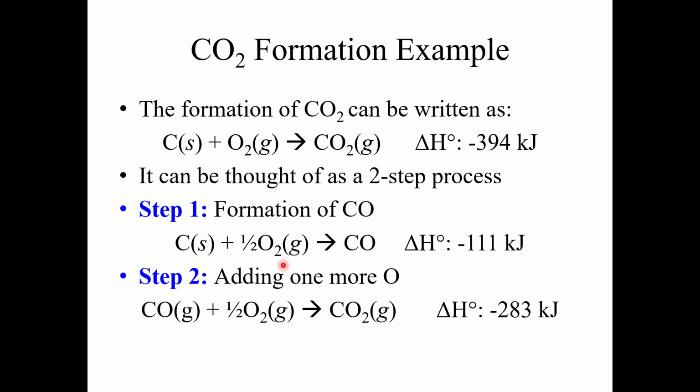Now you should notice that if we add these two reactions together, we would get this reaction. We've got a C on the left side, we've got a total of 1 O2 on the left side, the CO's cancel out, and then we've got 1 CO2 on the right side. Then you can also notice that if we sum these two delta H values, we get this delta H value. So that's all Hess's law is. It's taking a reaction and breaking it into multiple steps, and when you add the reactions together, the sum of their delta H values equals the delta H for the total reaction.